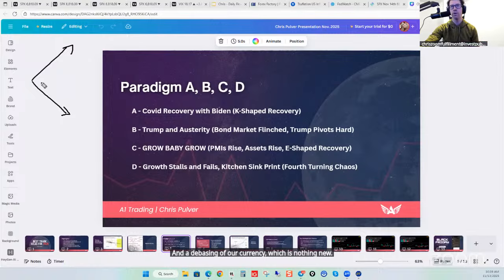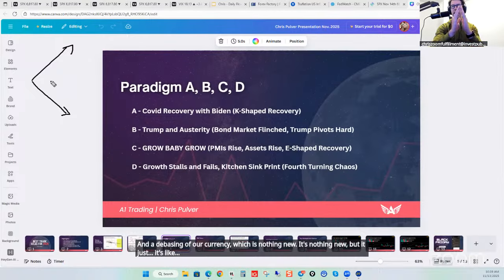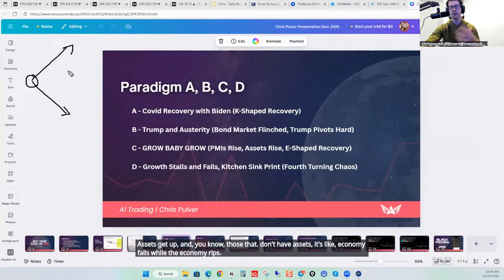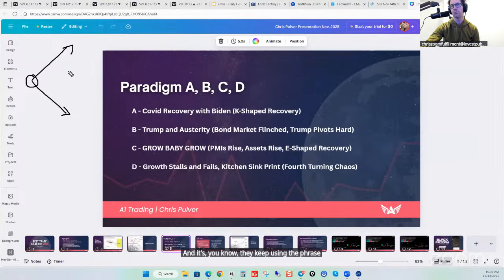It's nothing new, but it's just like a moment in time where you can just sense the rift, and then the rift just gets bigger. So in the COVID recovery, the rift got bigger. Assets go up, and for those that don't have assets, it's like the economy falls while the economy rips. And they keep using the phrase bifurcated markets, right?